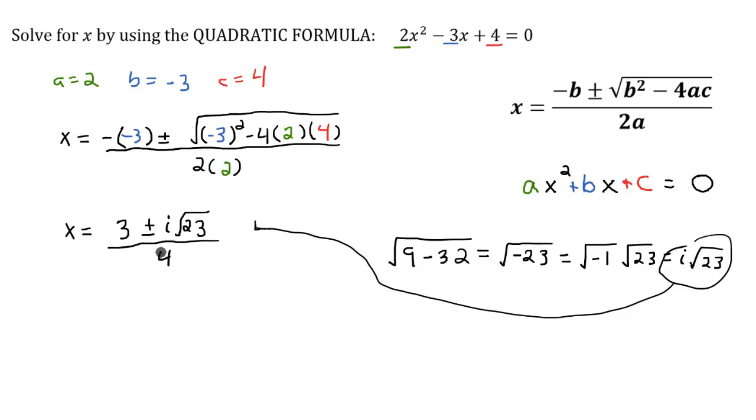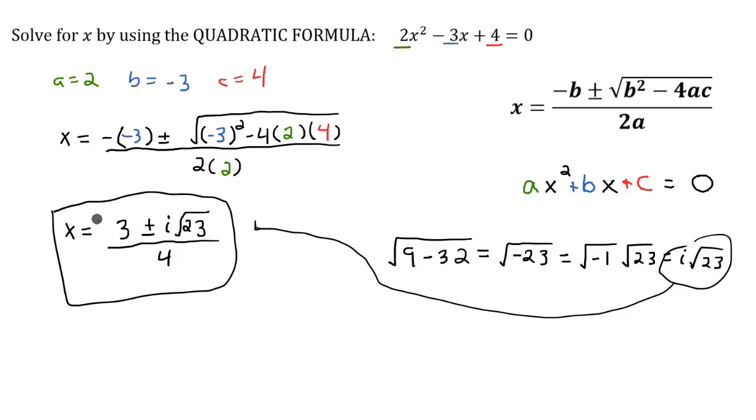And that's going to be our final answer because we can't combine any more terms. We can't reduce anything here. And we cannot add i times the square root of 23 to 3, which is not like terms. So this is going to be our final answer.